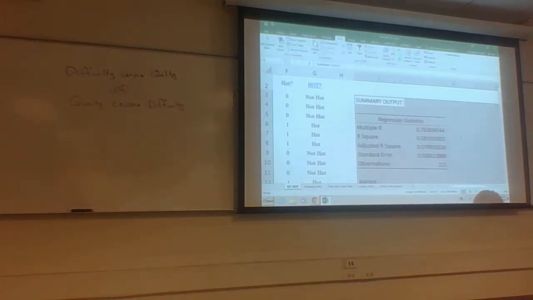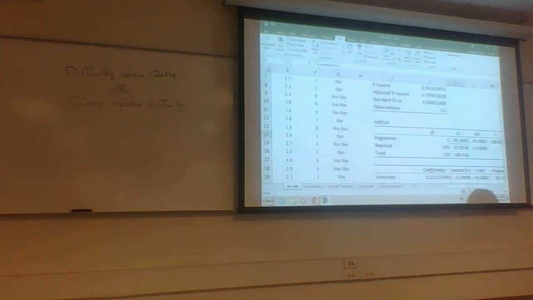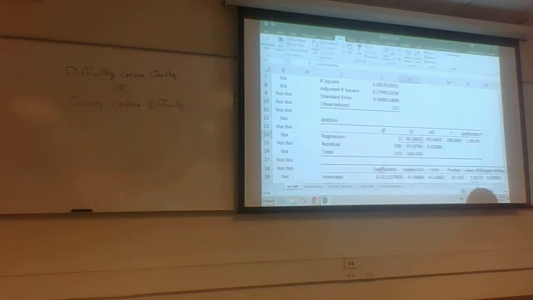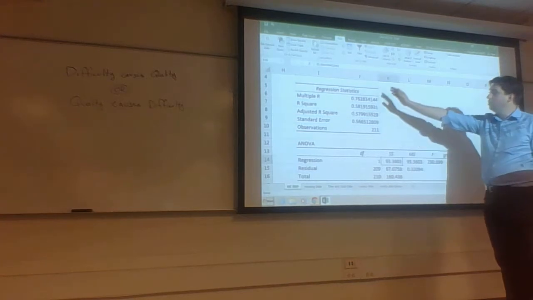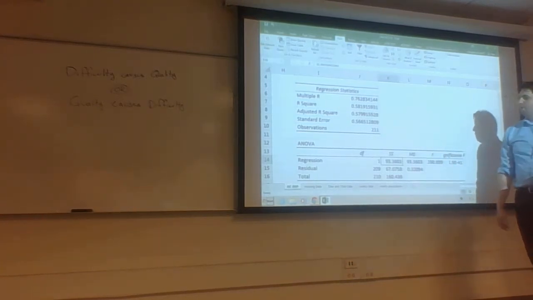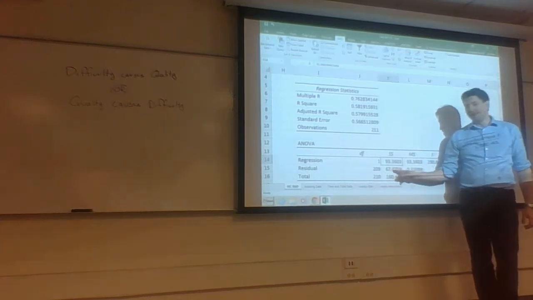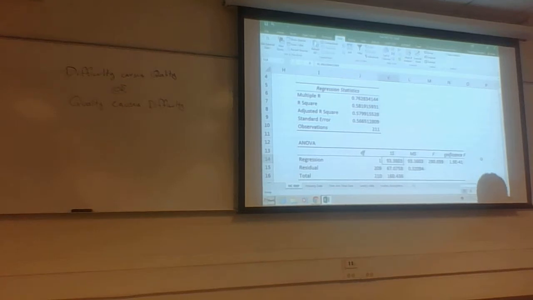So, let's scan some of this and see how it works. Does everyone have something that looks like this? You see we have 211 observations here. We have some stuff we'll talk about next week. Here's some more stuff we'll talk about next week. But note, here is RSS, residual sum of squares. It's about 67.